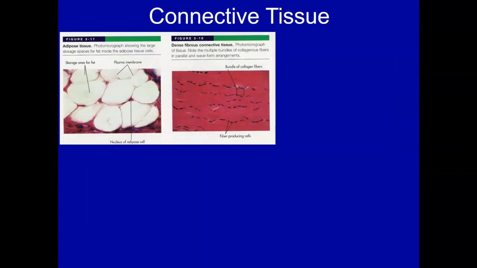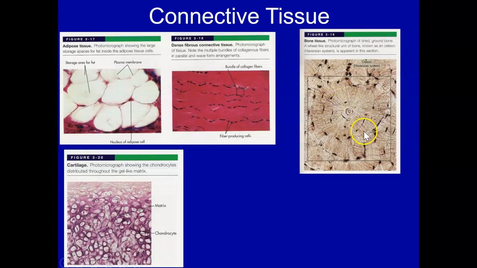All right, so here's some pictures of connective tissue. Here's adipose tissue. What I think is so funny about adipose tissue is this big white circle. That's all triglyceride or fat. And that's the nucleus, little tiny nucleus there. The dense fibrous connective tissue actually looks a little bit like muscle, striated muscle, but it actually isn't. These are just large bundles of collagen fibers.